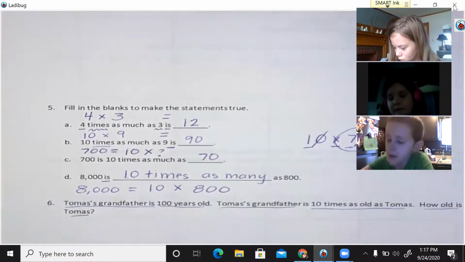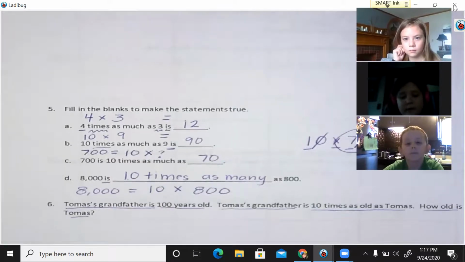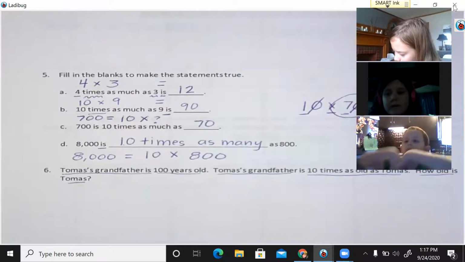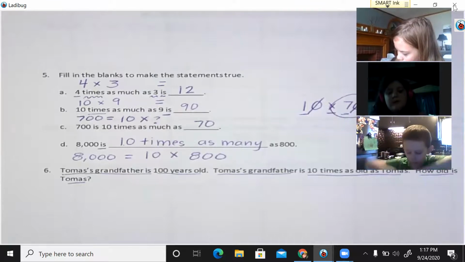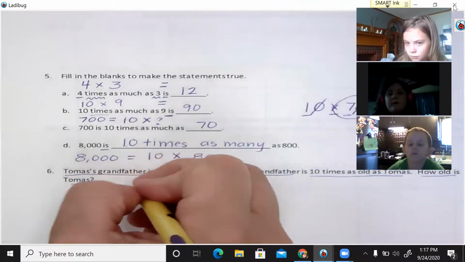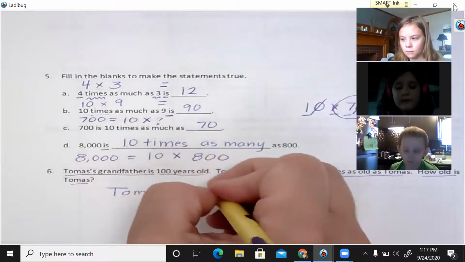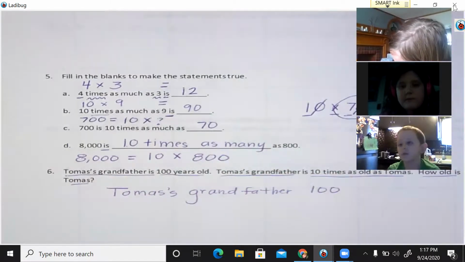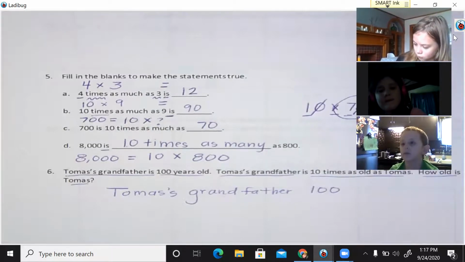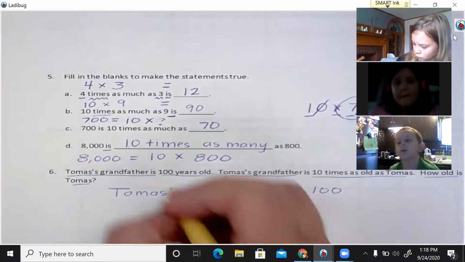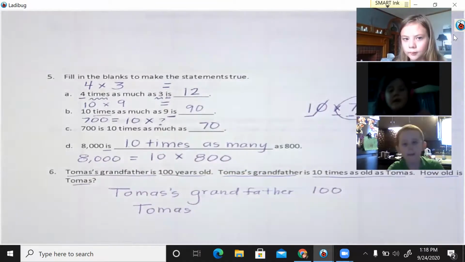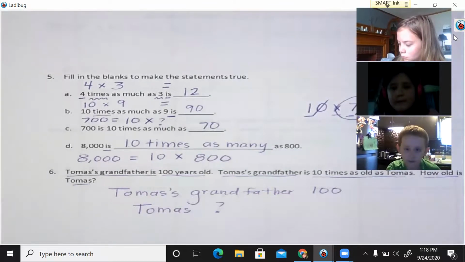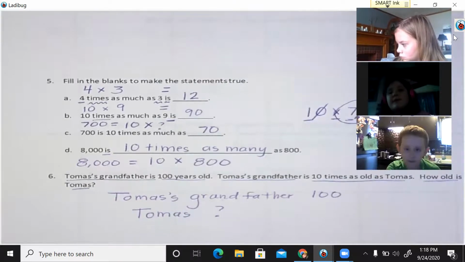Okay, so we have 2 characters in this story. Who are they? Olivia, who are the 2 characters in the story? Thomas and his grandfather. Who's older, Olivia? Thomas's grandfather. How old is Thomas's grandfather? 100 years old. Okay, so Thomas's grandfather is 100. Do we know how old Thomas is? No, but what do we know about Thomas and his grandfather? How much older is his grandfather? 10 times as old as Thomas.